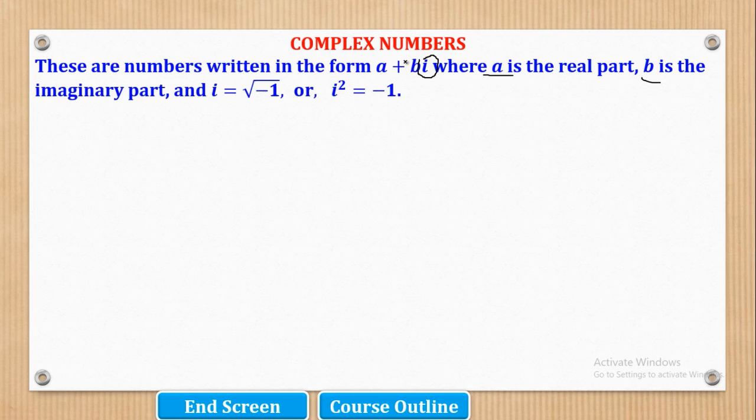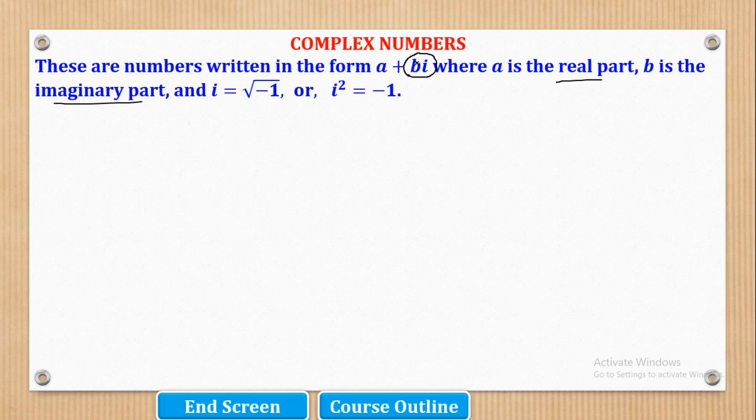Now why is it imaginary? It is because it has this i component. The part which has the i component is called the imaginary part, and the part which does not have it is called the real part. Now these a and b are constants. They can be 2, they can be 3, an integer, a whole number, a fraction, anything.